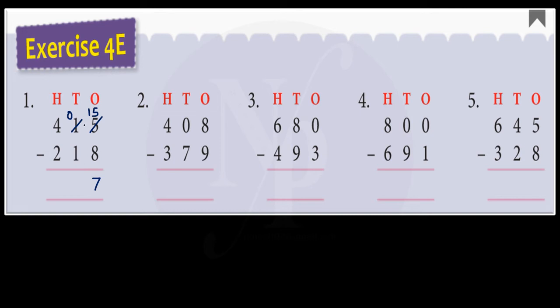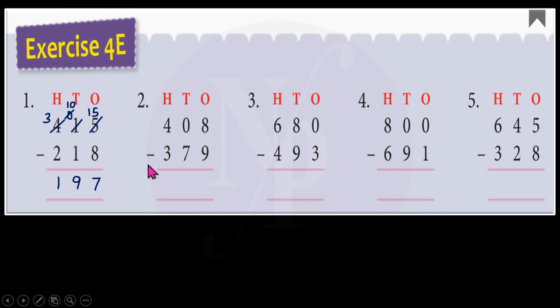We should regroup again. So we make this 400s as 300s and 100 is borrowed to the tens column, which becomes 10 tens. So now this will be 10 tens. I write 10 here. Now subtracting 1 ten from 10 tens, we get 9 tens as a difference. Here in hundreds column, subtracting 200s from 300s, we get 100.